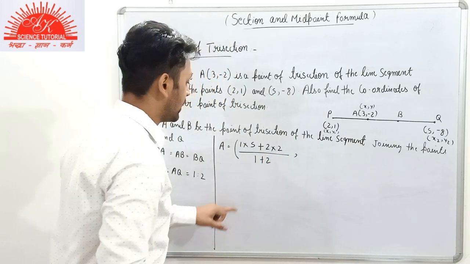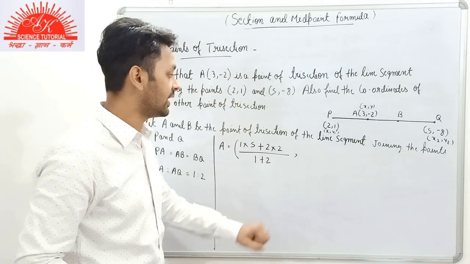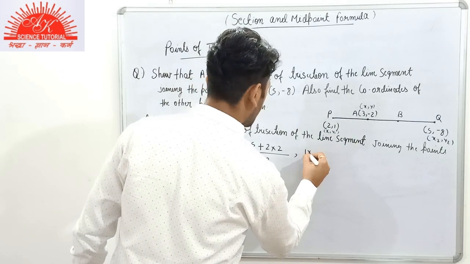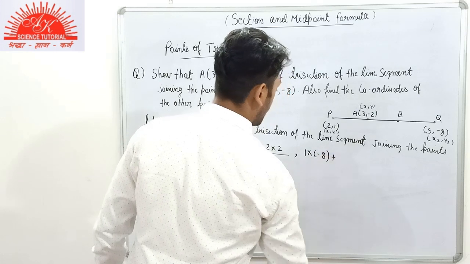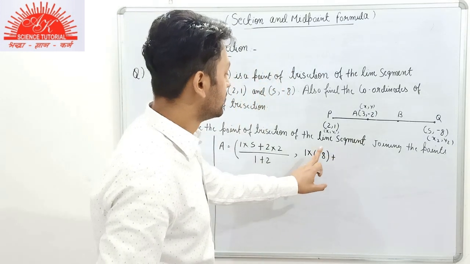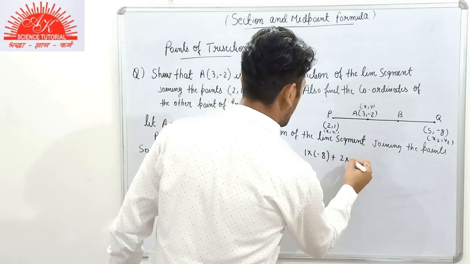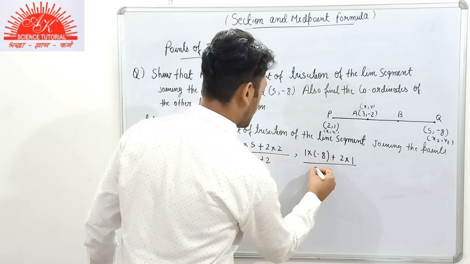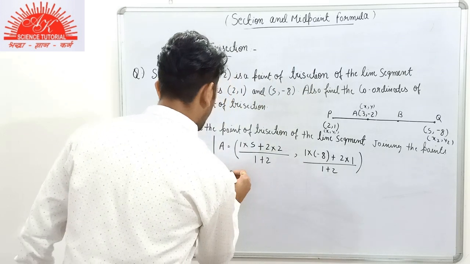This gives us the value of the abscissa, that is x. Now the second part, that is y, the ordinate. So m1 is multiplied by y2. The value of y2 here is -8. Now it is added to the second part, that is m2 multiplied by y1, which means 2 multiplied by 1. Now it is divided by m1 plus m2, that is 1 plus 2. Now we will solve it.